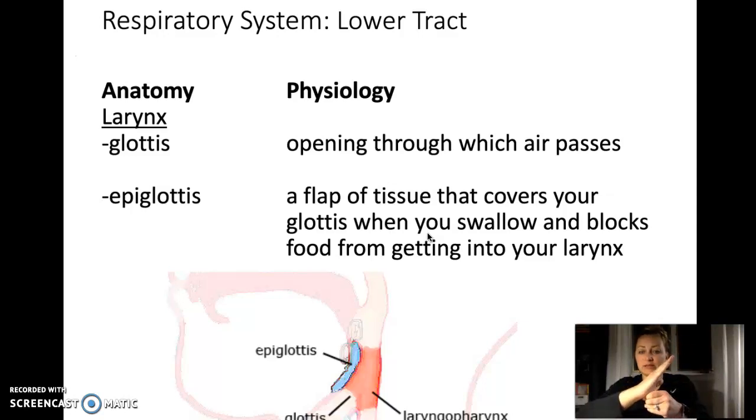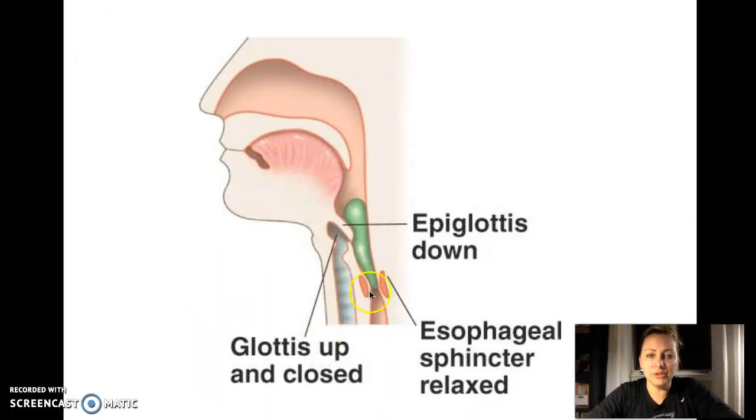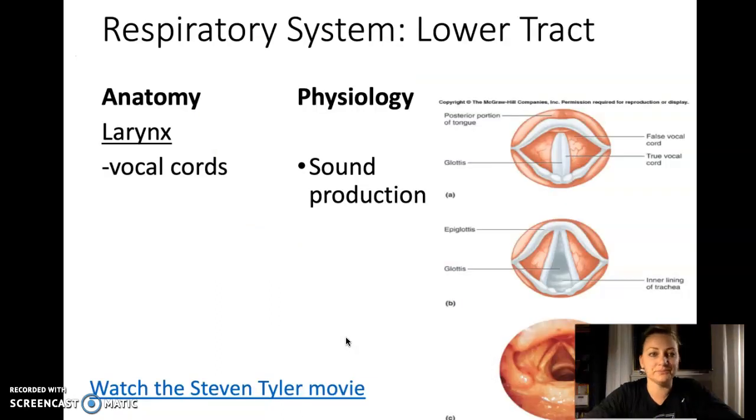There's going to be this little lid. When you breathe in, it opens up. But when you go to swallow food, it covers it so that food will slide down into the esophagus instead of going into your windpipe and into your lungs. So looking here, it closes like that soup can lid closing up so that food goes down into your esophagus rather than into your trachea.